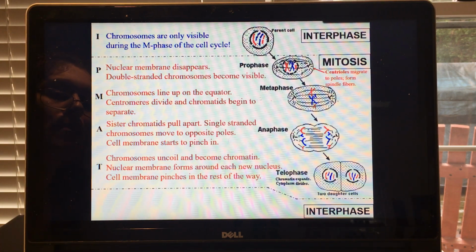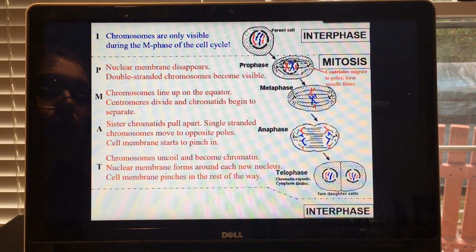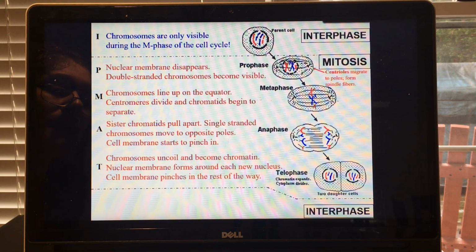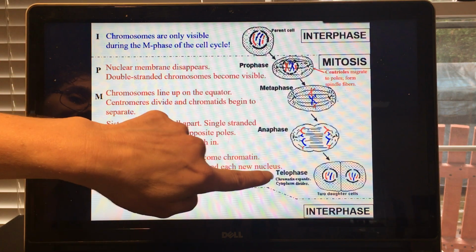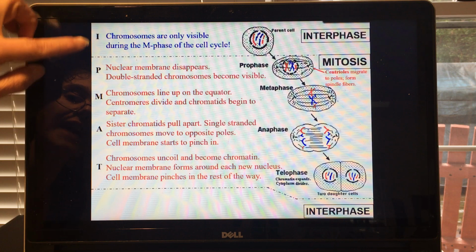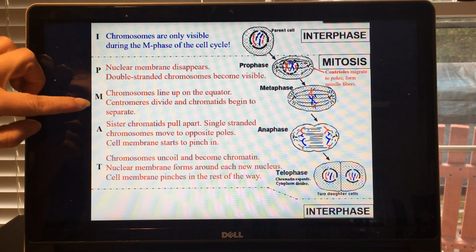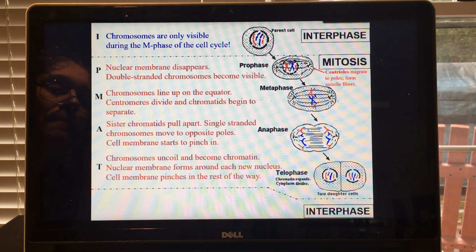Now, the next thing that happens is that the chromosomes uncoil and become chromatin. The nuclear membrane forms around each new nucleus, and the cell membrane finishes pinching in. And that is called telophase. So it goes prophase, metaphase, anaphase, telophase. And if you include interphase, it's IPMAT. Interphase, prophase, metaphase, anaphase, telophase.